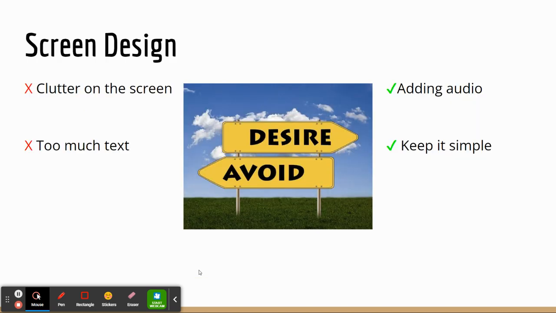Also, when you're designing your presentation, try not to have too much clutter on the screen and too much text. Instead, maybe consider adding some audio and talking instead, and try to keep your screens simple.